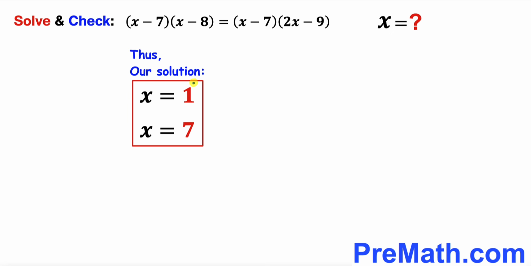Thus our valid solutions turn out to be x equals 1 and x equals 7. And that's our final answer.